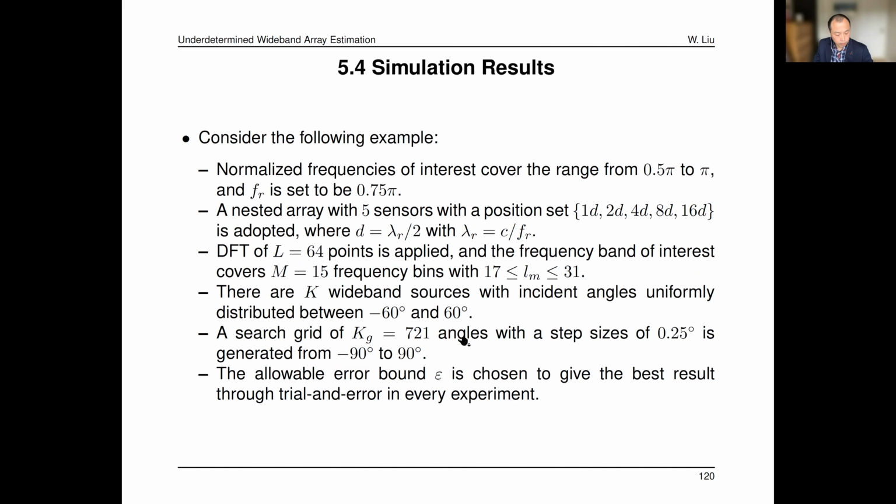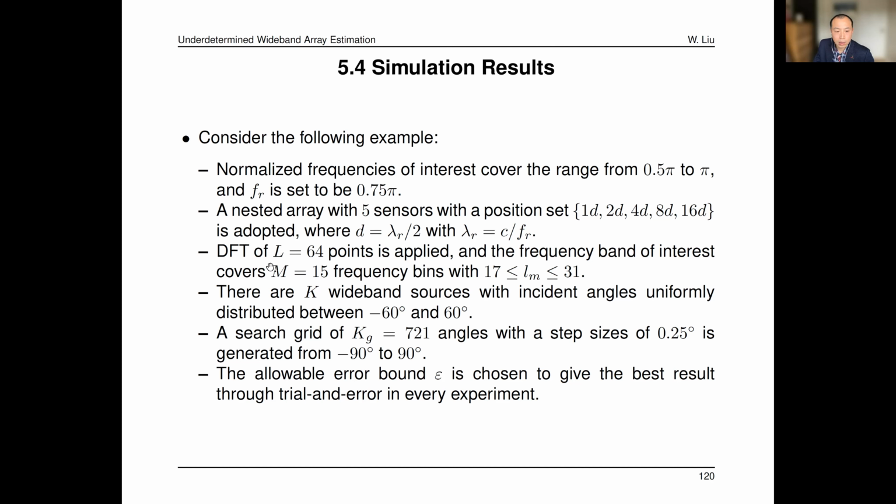Simulation results. Consider this example. The normalized frequencies of interest cover the range from 0.5 pi to pi, and the reference frequency is in the middle of this band, so 0.75 pi. We used a nested array with 5 sensors, and the locations are given by 1D, 2D, 4D, 8D, and 16D, where D is lambda R over 2. So we use lambda R, this reference frequency, as the unit spacing.